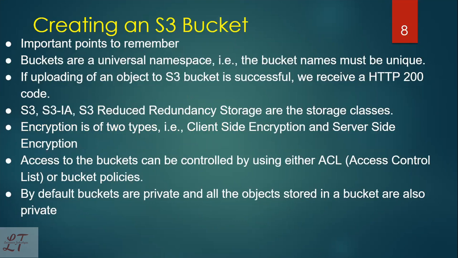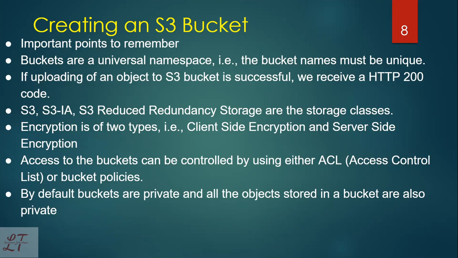Buckets are a universal namespace, that is, the bucket name must be unique. If you're uploading an object to the S3 bucket, how do you know that it is successful? When we receive an HTTP 200 code, that's when uploading an object to the S3 bucket went successfully. S3 IA and S3 reduced redundancy storage are storage classes. We'll come to that later.